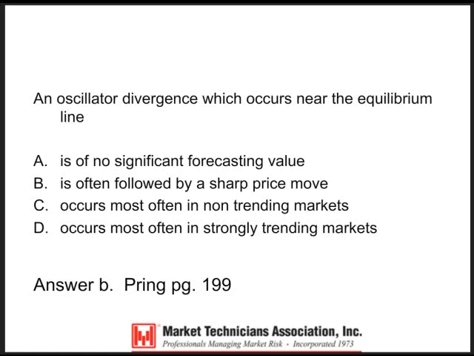Oscillator divergence, which occurs near the equilibrium line, is B, followed by a sharp move in price. This really is one thing you need to know from the book from Martin Pring. There's no way to really eliminate answers, but you just need to know that it's often followed by a sharp moving price.